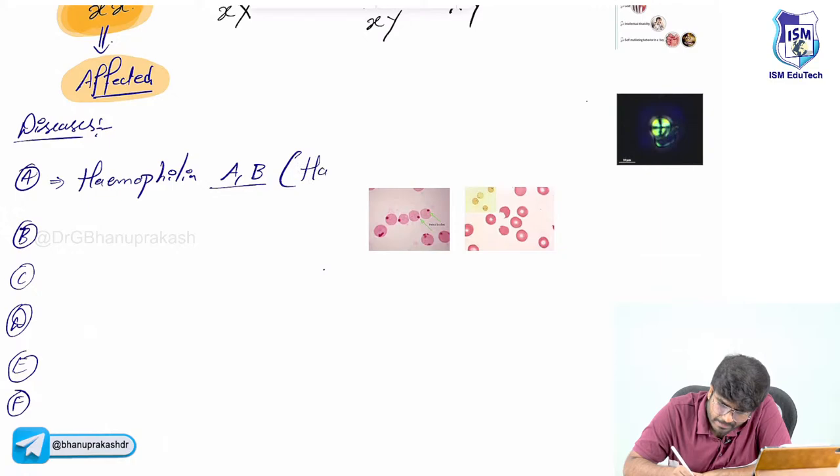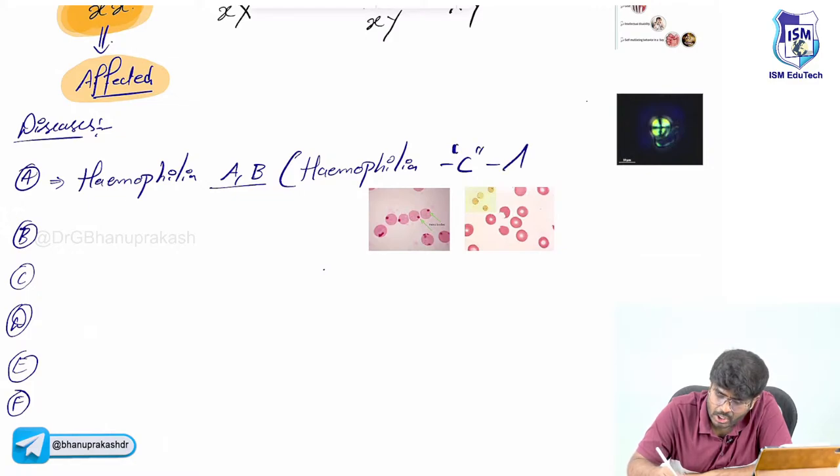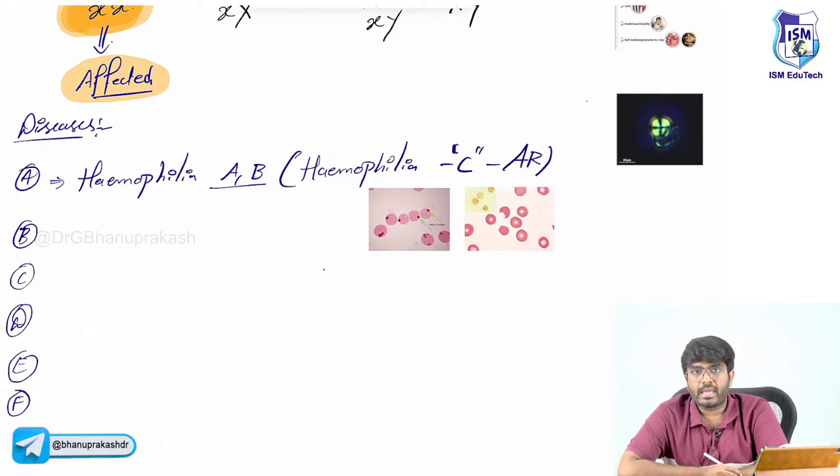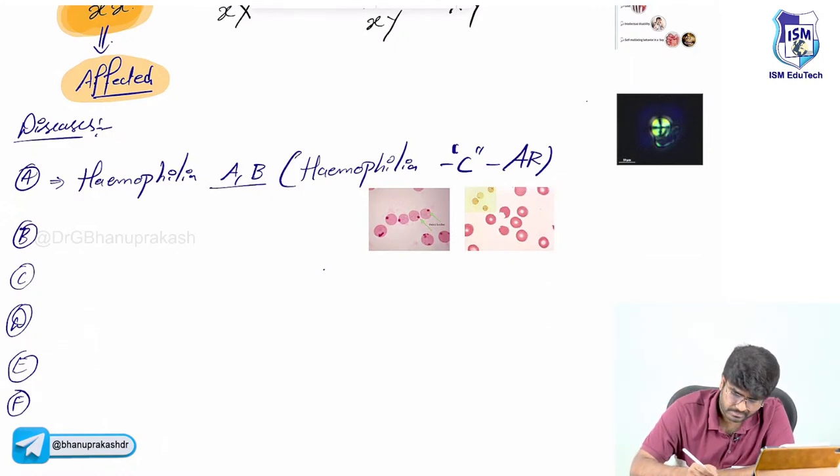Then Hemophilia C, remember, very important, Hemophilia C is autosomal recessive, right? In the autosomal recessive part, you just add it. So autosomal recessive is Hemophilia C, but Hemophilia A and B are X-linked recessive disorders.